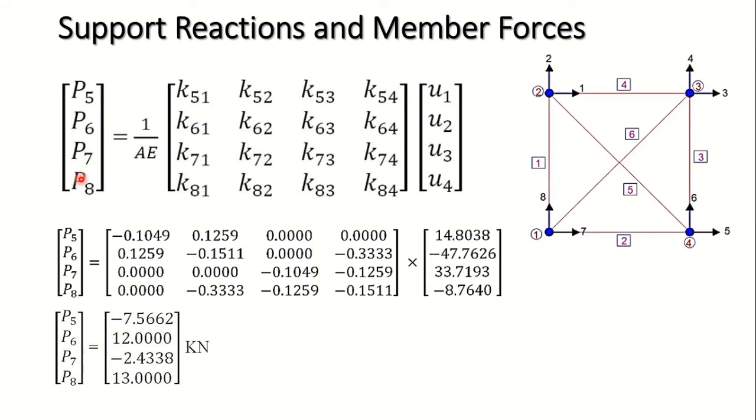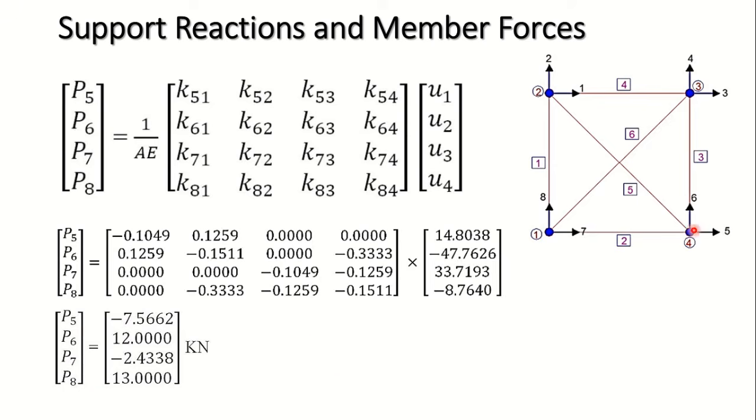So P5, P6, P7, P8 can be obtained by the same relation, P is equal to K into delta. Here U and delta represent the displacements, the nodal displacements or joint displacements. So I'll use this part of the matrix, rows 5 to 8 and columns 5 to 8, multiplied by the displacements we obtained earlier, u1, u2, u3, u4. That will tell us the reactions at the supports, or the forces in these particular coordinates.